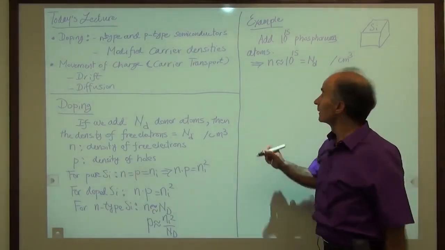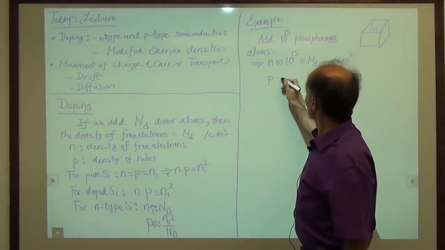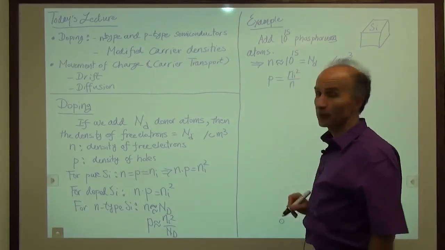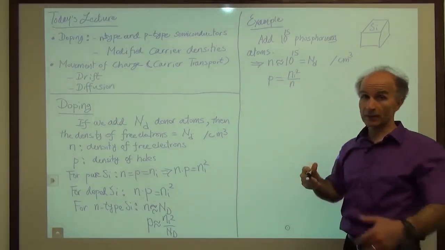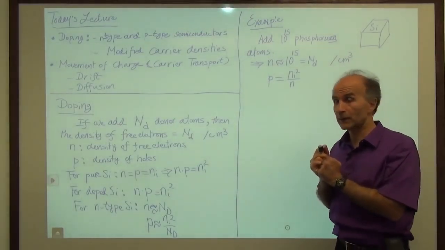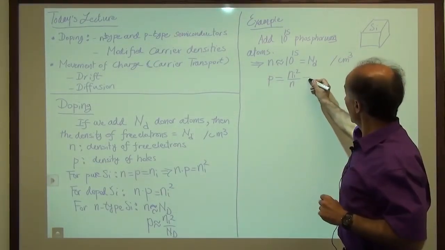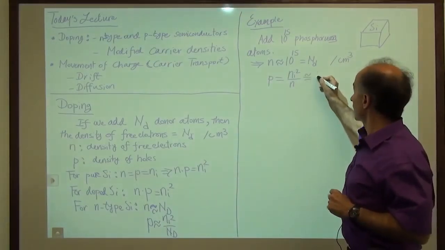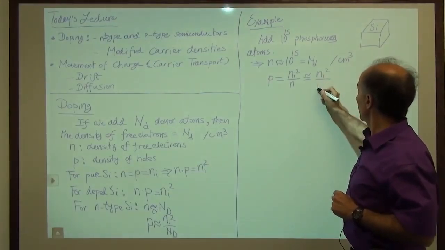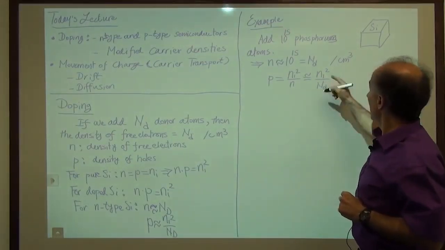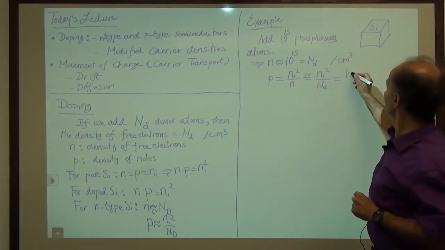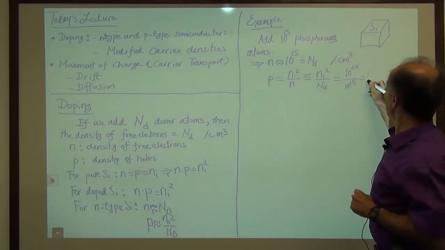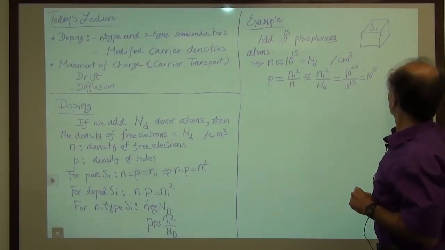How about the number of holes? Number of holes will be, we know that is always equal to Ni squared over N, because this product always has to be Ni squared regardless of whether it's doped or not doped. But in this case, N happens to be just the number of phosphorus atoms. So approximately, it's Ni squared over Nd. And because this is 10 to the 20, and this is 10 to the 15, we have 10 to the 5 per cubic centimeter.